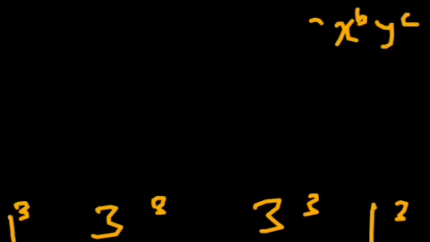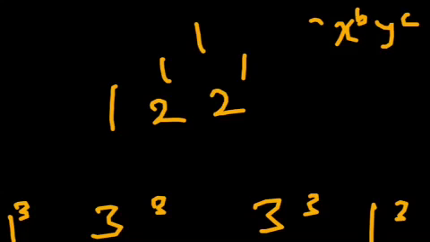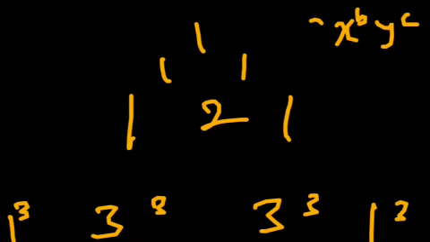Now this is Pascal's triangle. We start with the 1, then 1, 1, then 1, 2, 1. The next level will be 1, 3, 3, 1. You see, it all matches up with Pascal's triangle.